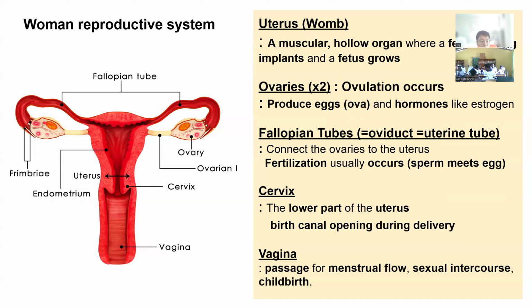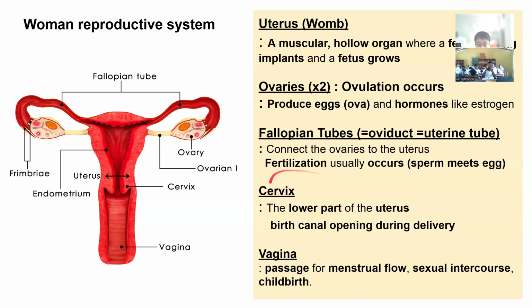And this next part over here is the fallopian tube. This is where the ovaries are connected to the womb. This is where the fertilization usually occurs, where the sperm meets the egg. So as the sperm travels through the fallopian tube, it meets the egg that was produced by the ovaries.